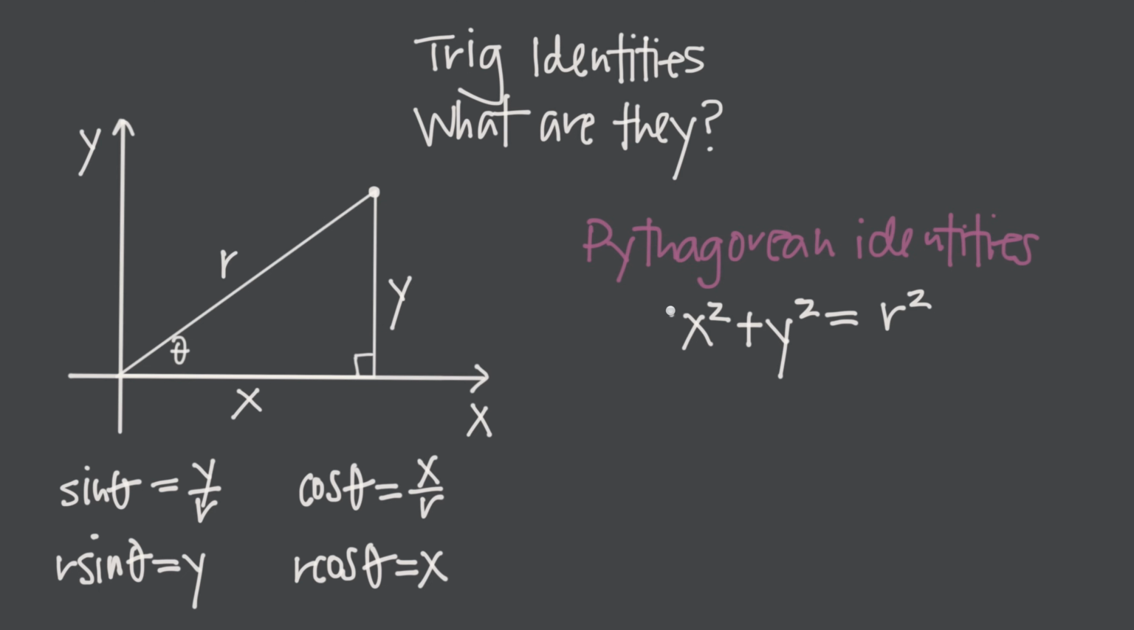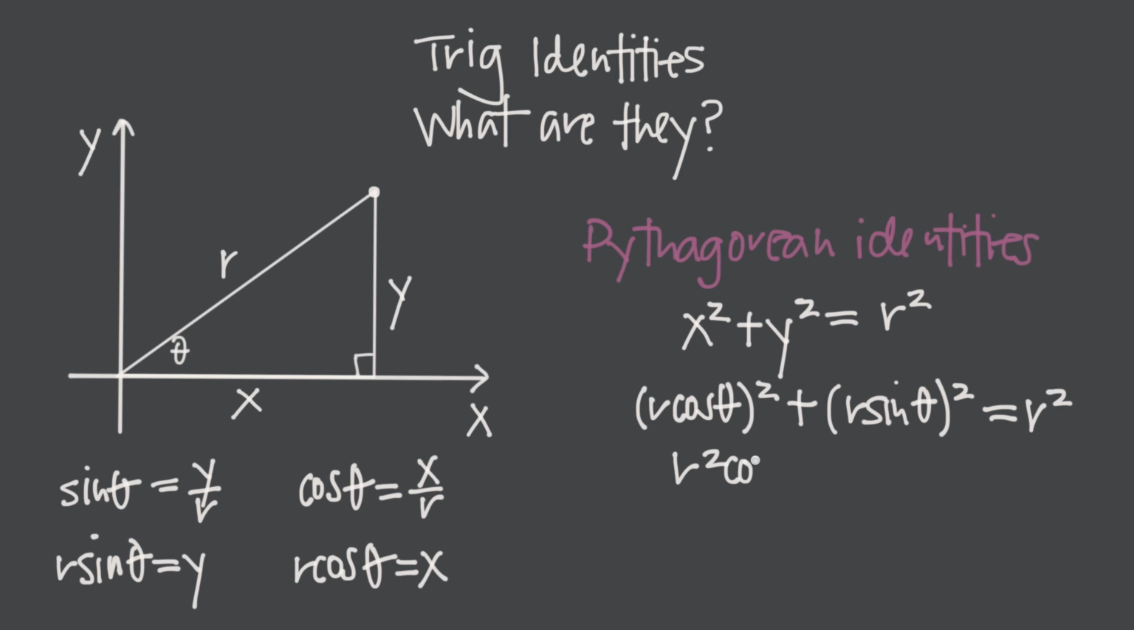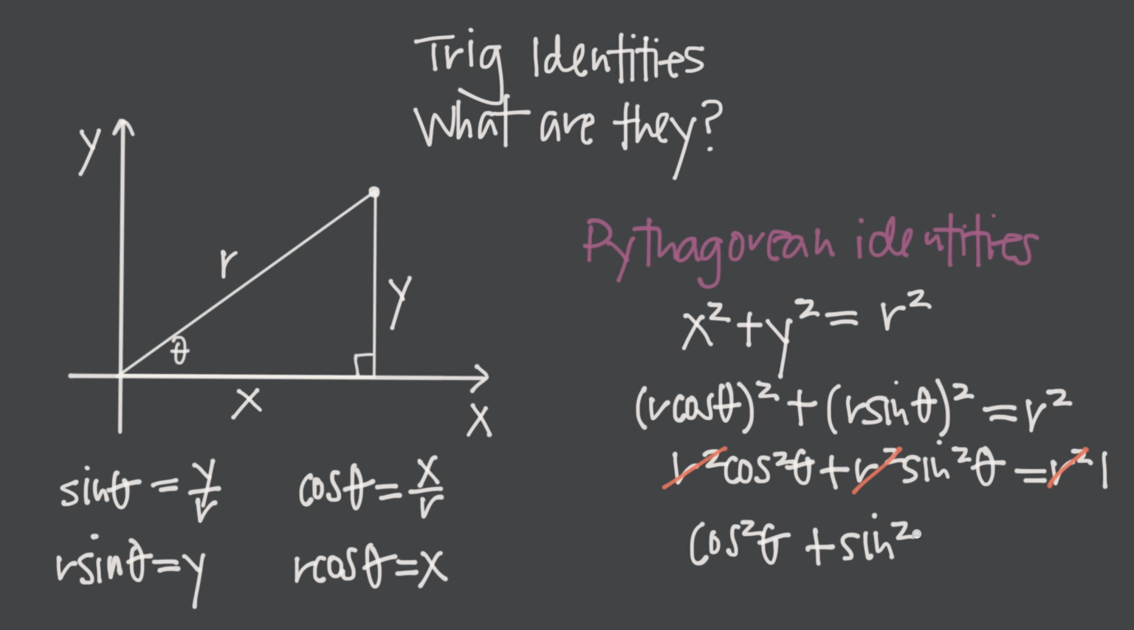Now, if we substitute both of these values into our Pythagorean theorem, we know x is r cosine theta, so we get r cosine theta quantity squared. We know y is r sine theta, so we get r sine theta quantity squared, and then we have r squared on the right. When we square both of these, we get r squared cosine squared theta plus r squared sine squared theta equals r squared. And then when we divide through each term by r squared, we get these three r squared terms to cancel, leaving us with just one on the right hand side, because r squared divided by r squared is one. It's not zero. So then we get cosine squared theta plus sine squared theta is equal to one. And this is the first of three Pythagorean identities, but realize that this just came directly from our right triangle.